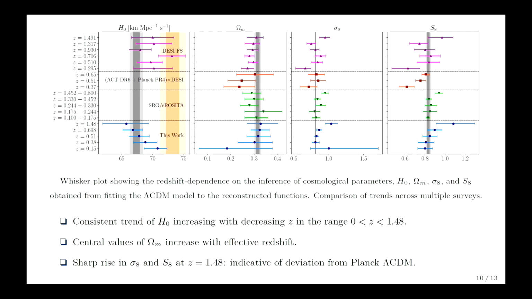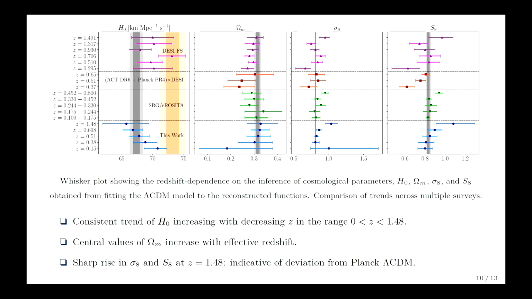For sigma 8, we find that up to 0.7, the sigma 8 value is consistent with Planck lambda CDM within 1 sigma. However, at 1.48, we find more than 3 sigma tension. Similarly, for the SA data, we find there is also a statistical tension at 1.48 redshift in our reconstruction case. Now, what happens if we compare this with future observations?